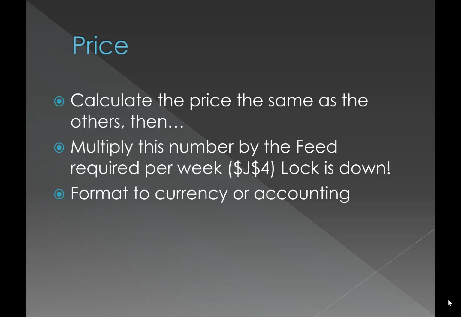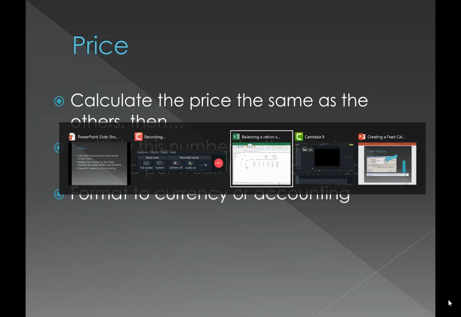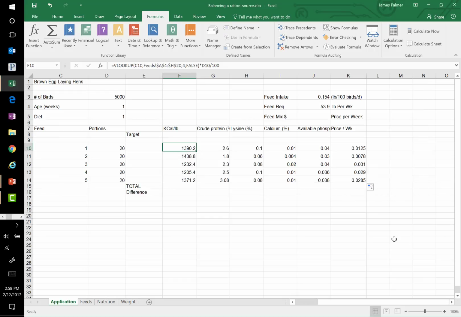Now for the feed, there's one thing more we want to add to it. We need to multiply that number by the amount they're actually eating. So we're going to multiply that by that J4 and lock down the J4, and then let's turn it into accounting or something like that, or currency. So our spreadsheet. So I'm going to come back to one of these. We've got all that, but now we're going to multiply that because that's just a little bit of feed. We don't know how much it is for an entire week. So let's do it by that right there, J4.